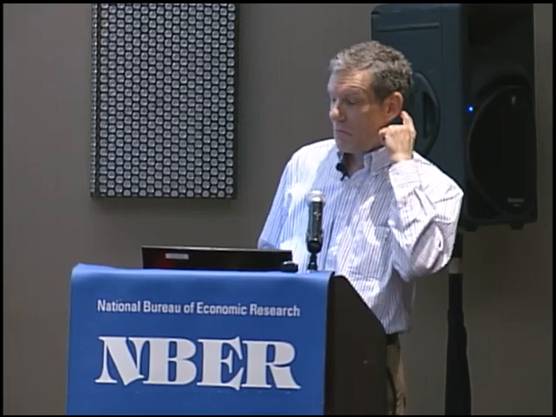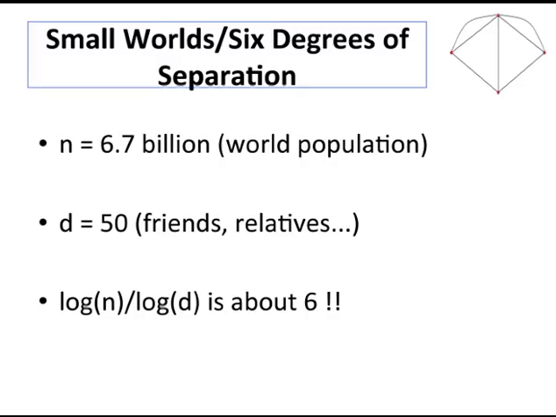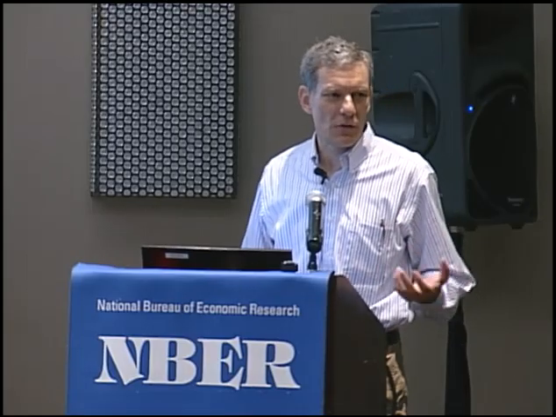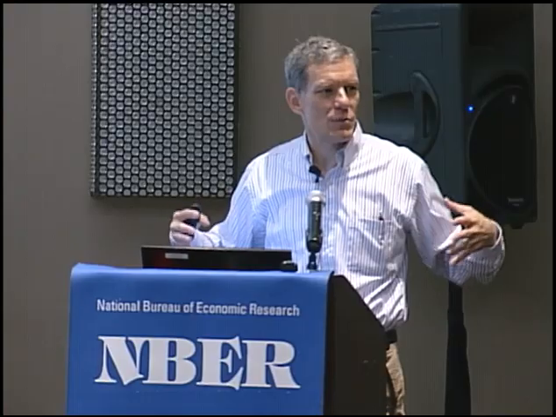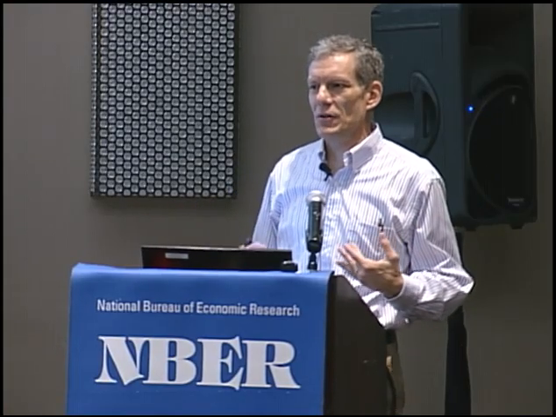Okay. Just doing a back-of-the-envelope calculation, people have heard of six degrees of separation. World, about 7 billion people. Suppose that each person has 50 reasonably close friends that they talk to. Log n over log d is roughly 6. Right? So it's not hard to see why something on the scale of Facebook might end up with a fairly short average path length when you do these kinds of calculations.